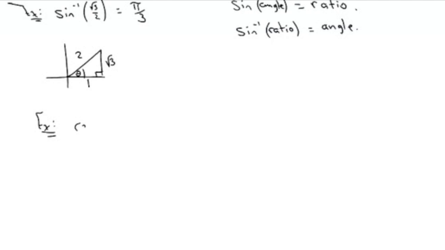What if I did cosine inverse of negative 1/2? Now you've got to be careful. Once a negative shows up in there, we're not talking about the first quadrant anymore. It'll be either second or third. Now, cosine is what? Adjacent over hypotenuse. Now, is it second or third?